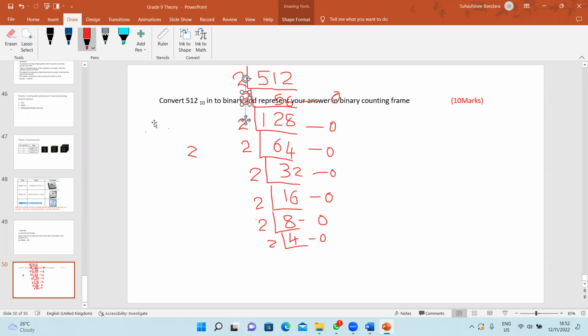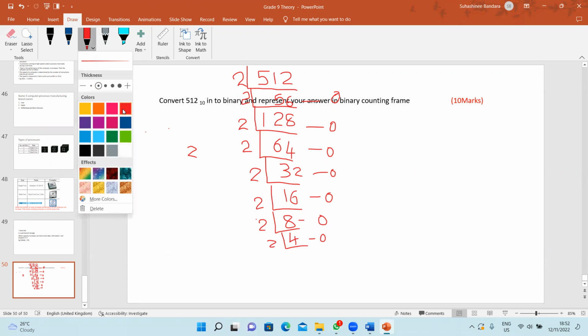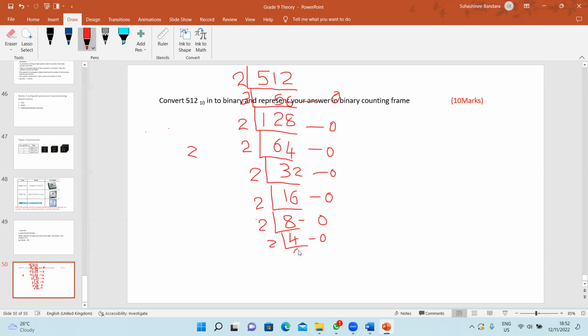Space is not enough for me. Okay. Then 4 divided by 2 again. You will get 2 here and 0 remains. So this 2 again divide by 2, 1 and 0 remains. Then this 1 also should be divided by 2 again according to our new syllabus. So then you will get 0 and 1 remains.